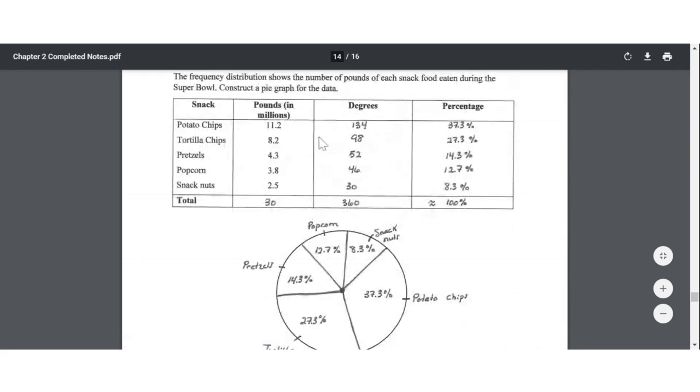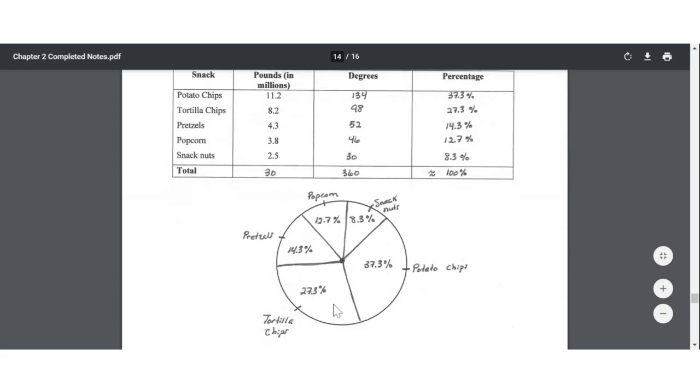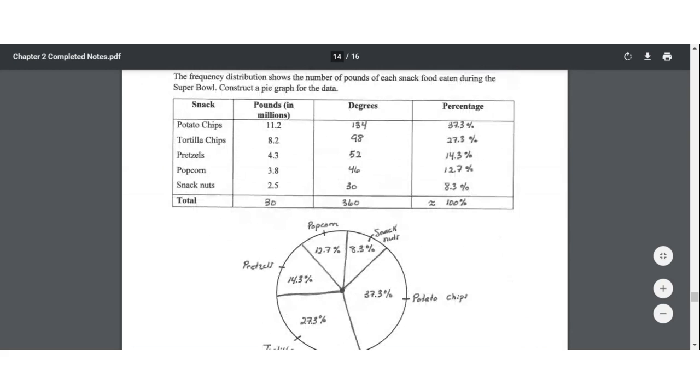So then I want to do the same for tortilla chips. Tortilla chips take up 98 degrees, so just a little bit more than a right angle. And then put the percentage inside and label it. You want me to go over the other three or not? Is that easy enough? Cool.